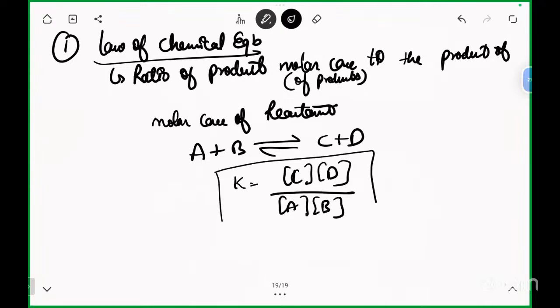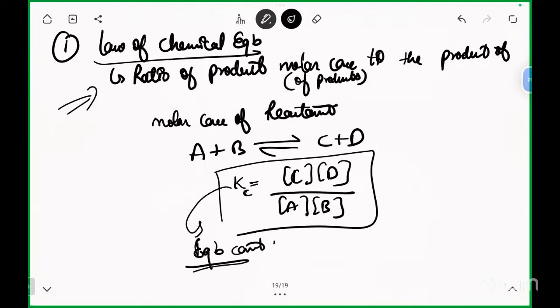So this is the law of chemical equilibrium. If someone asks what the equilibrium constant is, you can say it is the ratio of the product of molar concentrations of products to the product of molar concentrations of reactants, Kc. If the definition of this equilibrium constant is asked, you can define it in your own words in such a way.